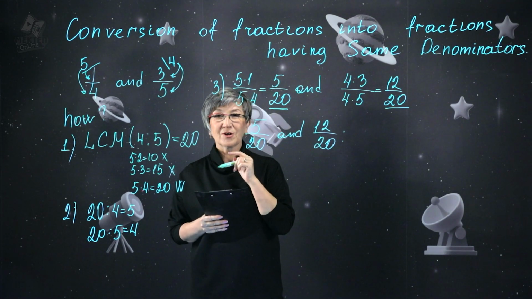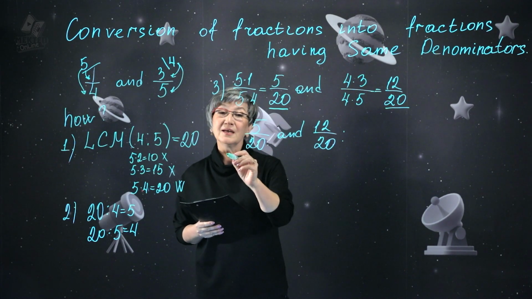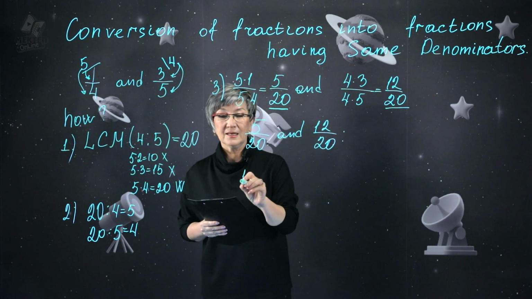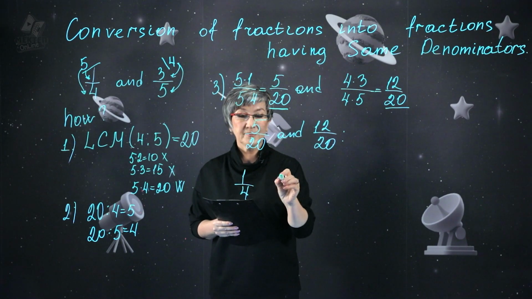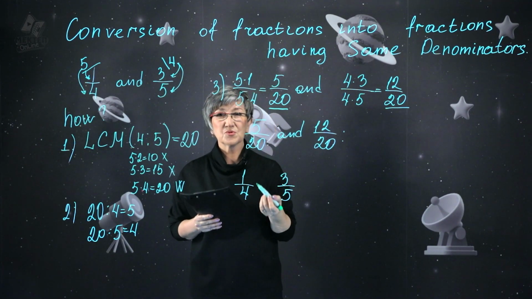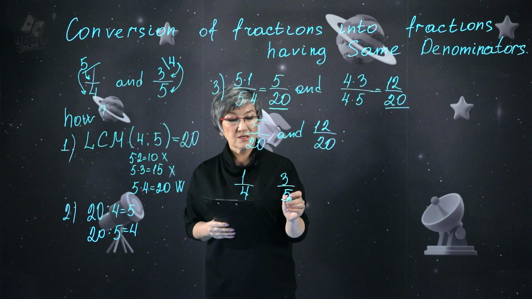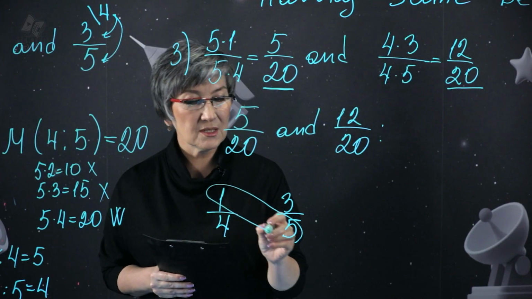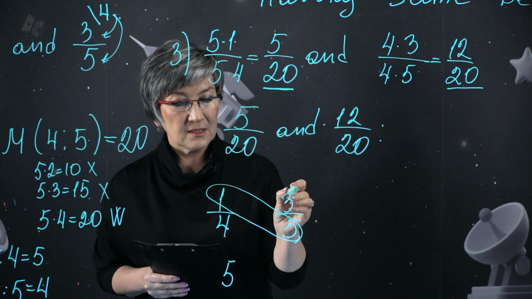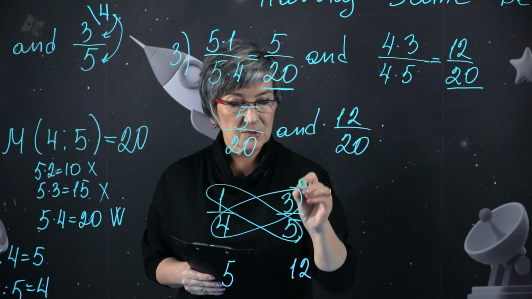But at the beginning of the lesson, I promised to show you another way to find a common denominator, an alternative approach. Let me jot it down right here. So we have 1/4 and 3/5. What steps do I need to take? Calculate the product of 5 and 1. The result is 5. 3 times 4 equals 12. So I have 12 here and 5 here.